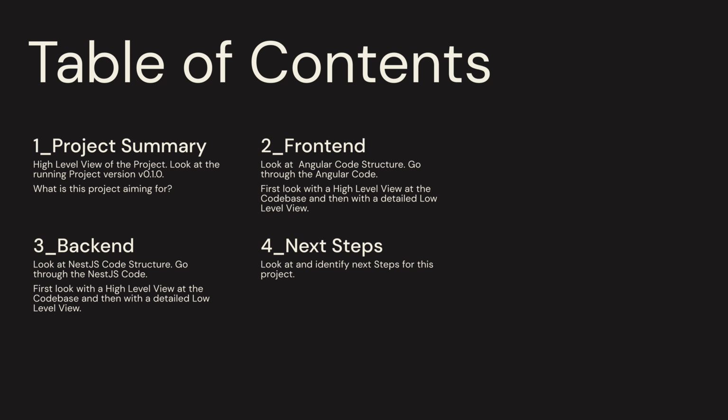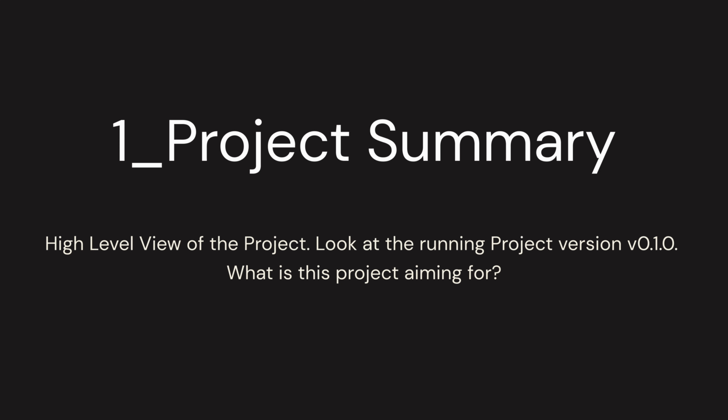The same goes for the backend chapter, where we look first at our Nest.js code structure, then we go through the code, with a high-level view and then with a detailed view. And at last we have our next steps, where we identify next steps for this project. So let's start first with the project summary. Here you want to have a high-level view of the project. You want to look at the running project in version 0.1.0, look at what this project is aiming for, and also have a look at the Docker and Docker-compose files and how it's all running.